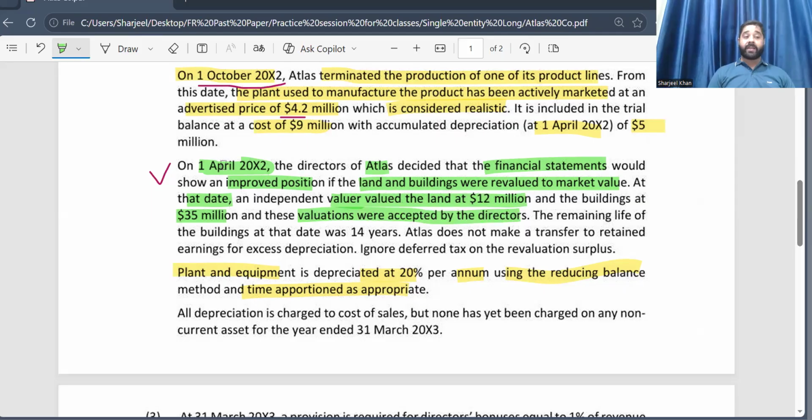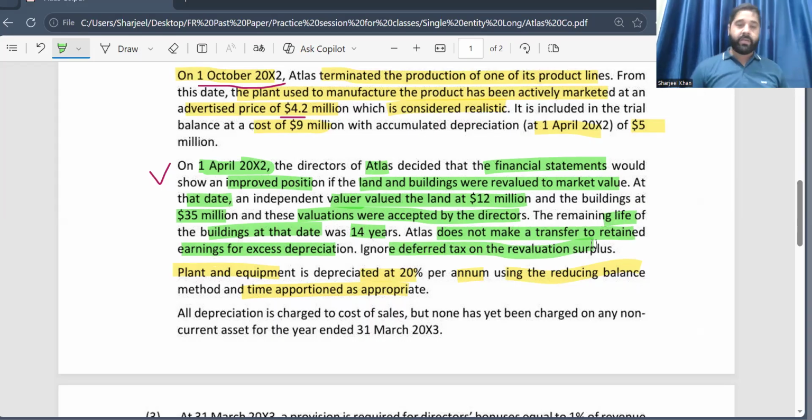So they were revalued at the start of the year, because the examiner is talking about 1st April 20x2, and it is the start of the year where they want to apply the revaluation model on the land and building because it will show an improved position. So the value for the land is 12 million and the fair value for the building is 35 million at the start of the year, and these values were accepted by the directors. The remaining life of the building at that date was 14 years. Atlas does not make an annual transfer to retained earnings for excess depreciation, and we have to ignore deferred tax on revaluation surplus as well.